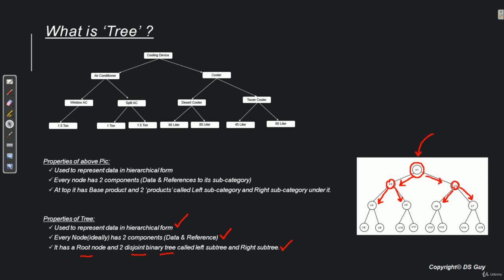Now we will end this video here. In the next video, let's talk about why should we learn a tree data structure. Is not an array or linked list that we have previously learnt good enough? Let's see that in the next video.